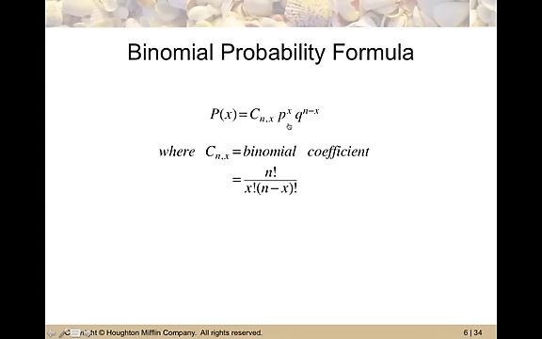And then we do times p to the x, because there are x successes, and then q to the n minus x because there are n minus x failures. So what you have is the probability of getting so many successes and so many failures, and then the number of orderings of those successes and failures among the n trials.